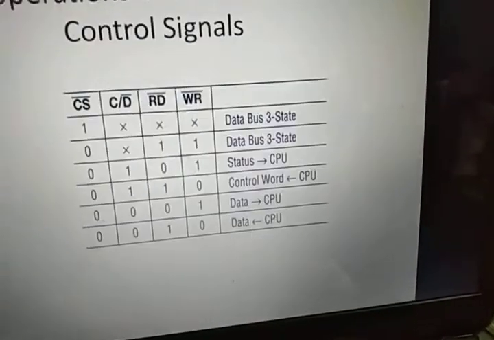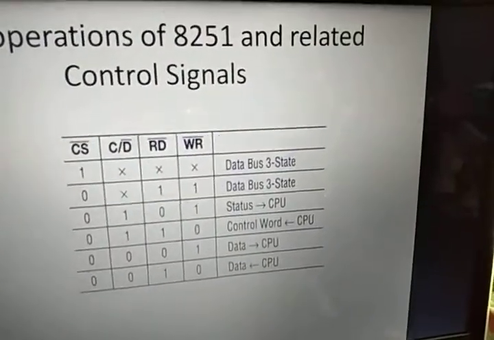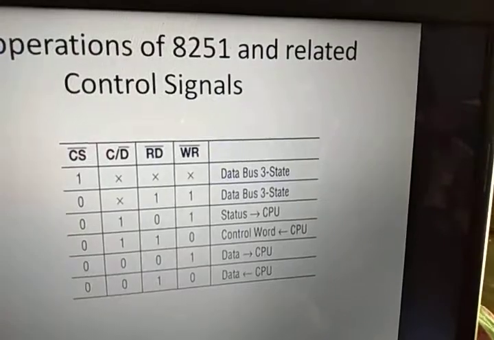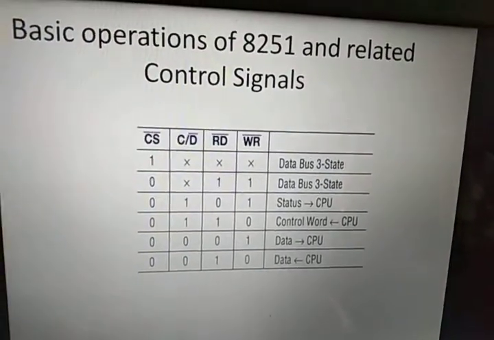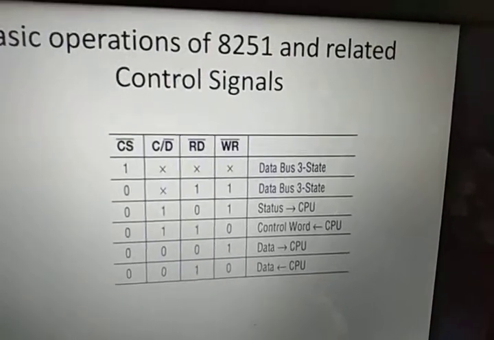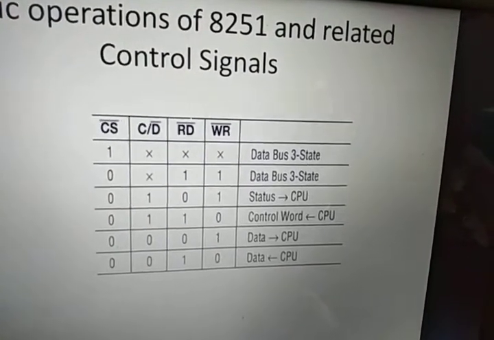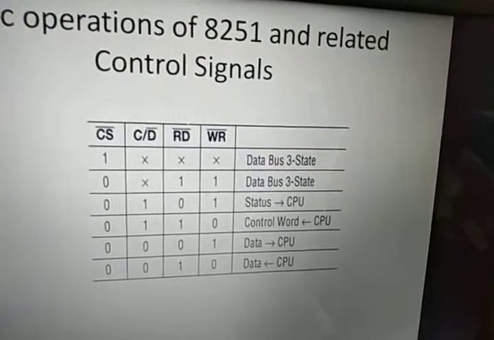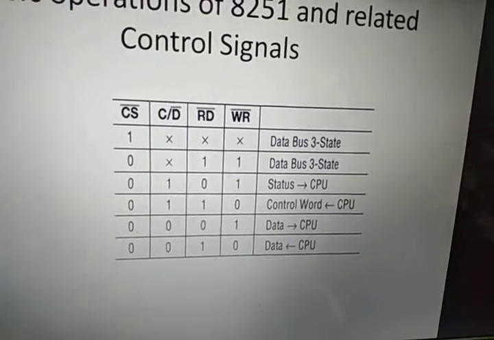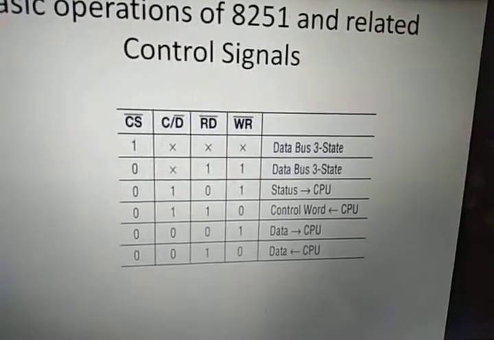From this architecture diagram you can see that the control signals can be like this. Since it is a complementary signal, if the chip is selected, chip select is indicated by 0, and if the chip is not selected, it is indicated by 1. If the chip is not selected, we are not going to perform any operation, so the data bus will be in tri-state. And if the chip is selected, in that case the CS value is 0.